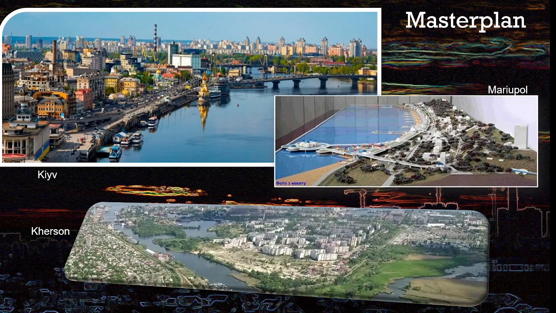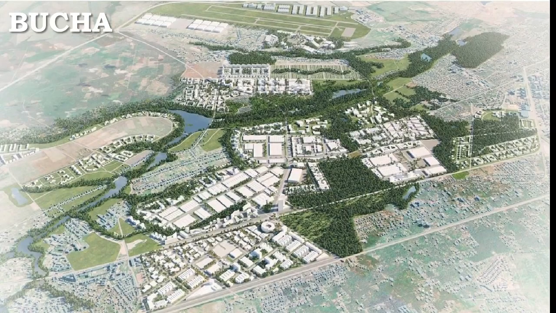In the photo, the embankment of the city of Kyiv, Kherson, and the conceptual project of Mariupol on the shores of the Azov Sea. This is the city of Bucha. Before the war, a master plan was developed that would increase the population in the city from 30,000 to 80,000.